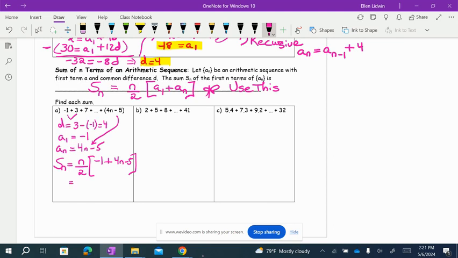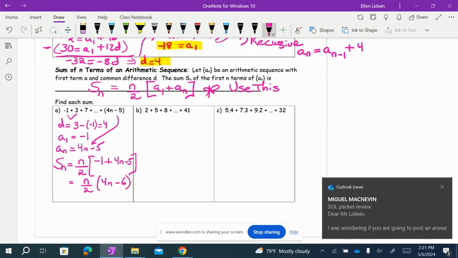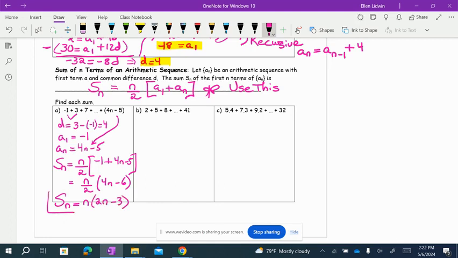So we're going to get n over 2 times 4n minus 6. And if we take a 2 out, we're going to simplify this to be n times 2n minus 3. And we're done.